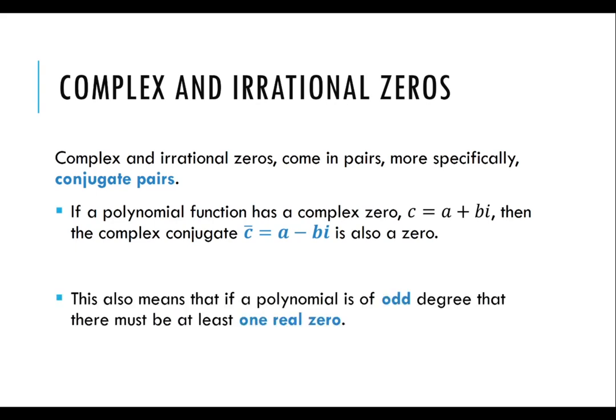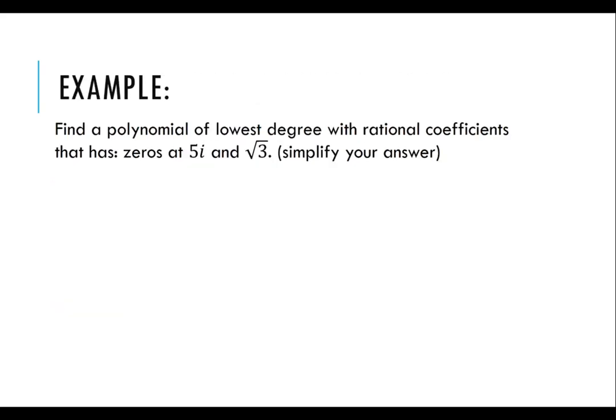This also means that if a polynomial is of odd degree, there must be at least one real zero. So now we want to find a polynomial of lowest degree with rational coefficients. The rational coefficients is technically the thing that forces the complex conjugate pairs and the irrational conjugate pairs. So let's think about this a moment.